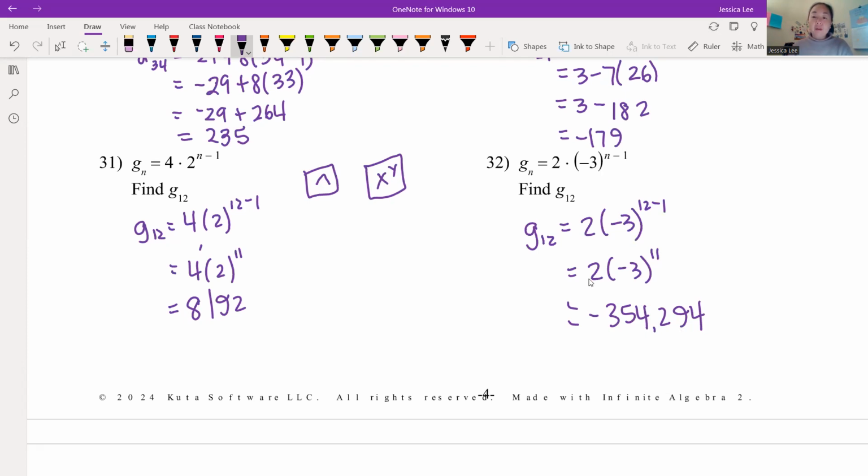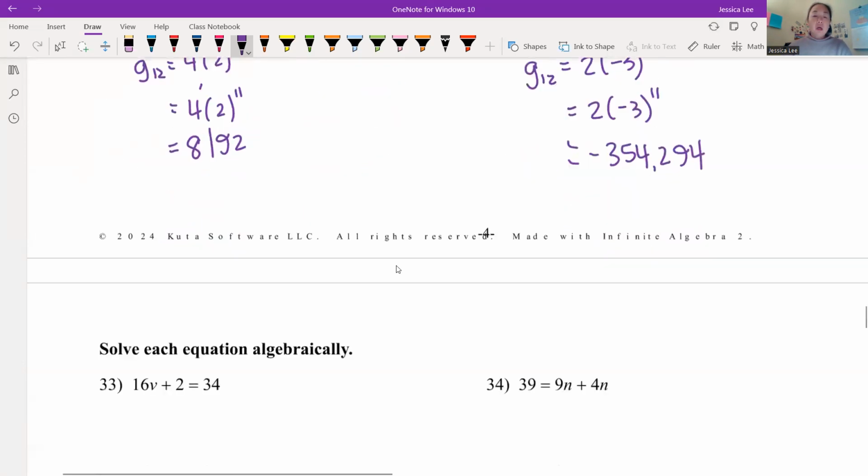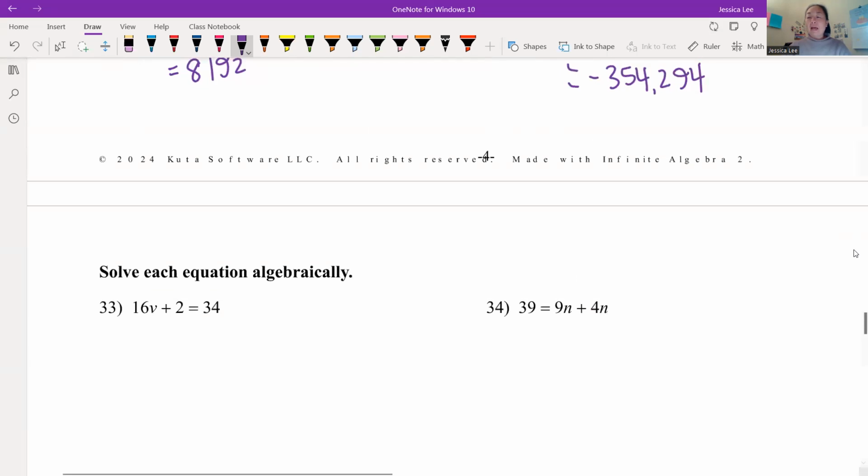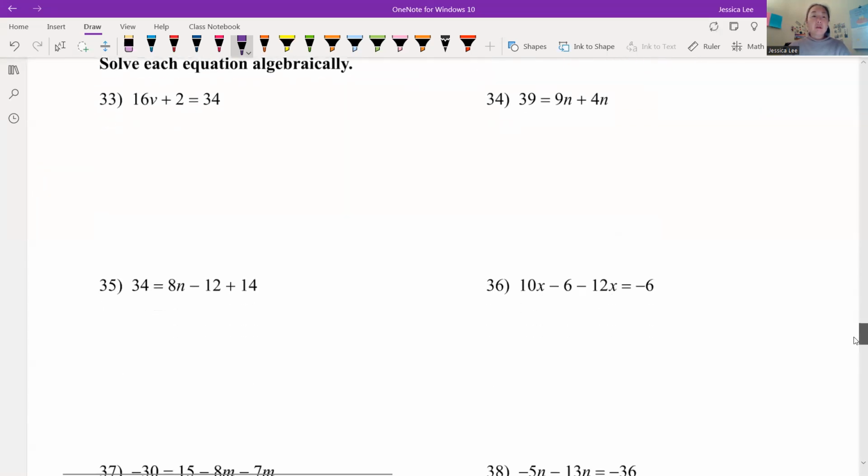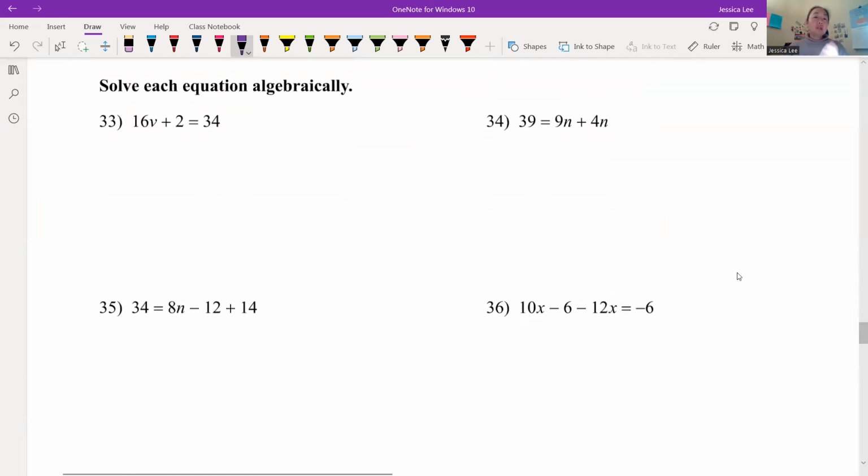That's what the 12th term will be. A very big number. All right, now we're at the last tail end, guys. Good job. Good job for coming this far. We're going to now solve each equation algebraically.